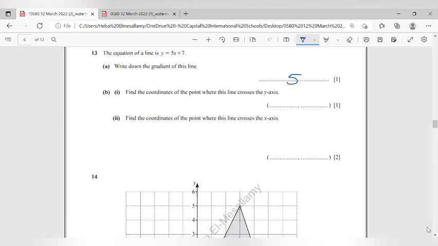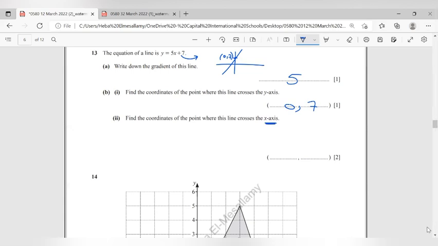Find the coordinates of the point where this line crosses the y-axis. From a proper equation, we can determine that 7 is the y-intercept. As long as 7 is the y-intercept, this line is passing by the y-axis at 0 and 7. So the answer here is 0 and 7. The second part of the question, find the coordinates of the point where this line crosses the x-axis. Let's have a look at this part.